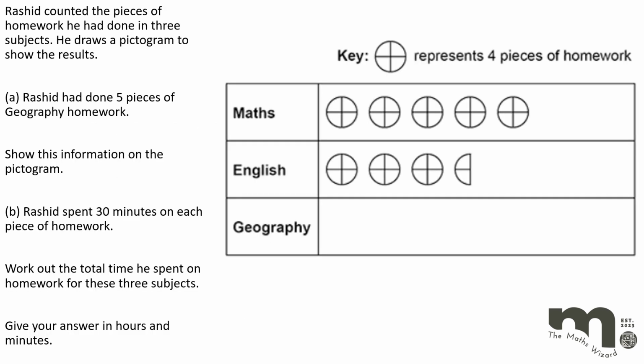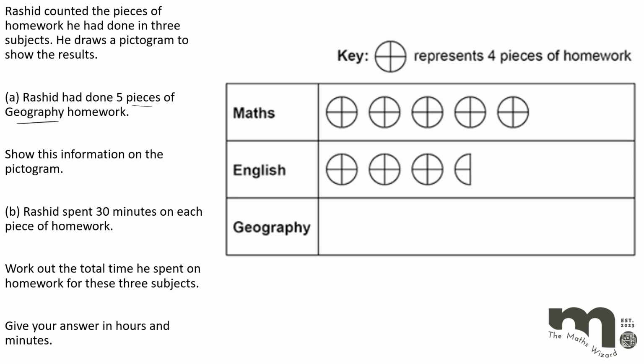Okay, one more question here, then we've got again another 2-part question. So Rashid has counted the pieces of homework he's done in 3 subjects, and he's drawn a pictogram to show these results. We've got maths and English already on there, but then it says he's done 5 pieces of geography homework. So we need to add to this pictogram now for that.